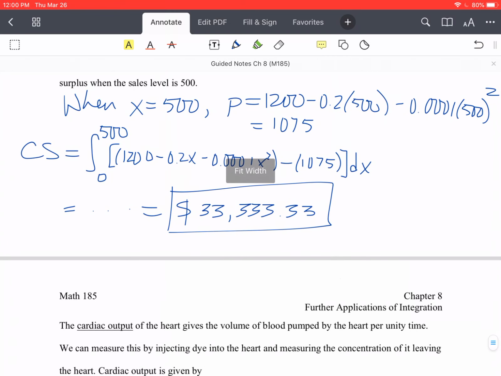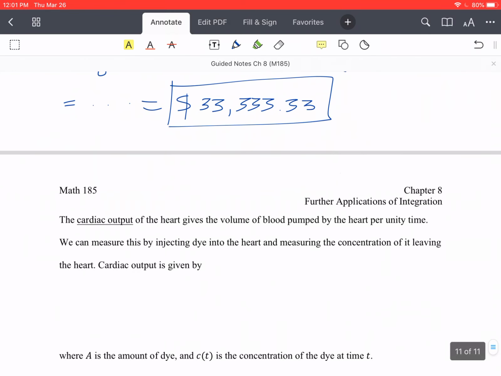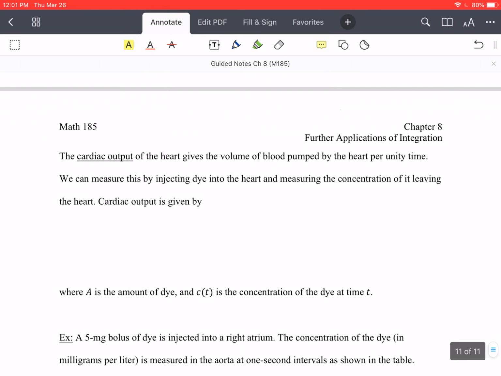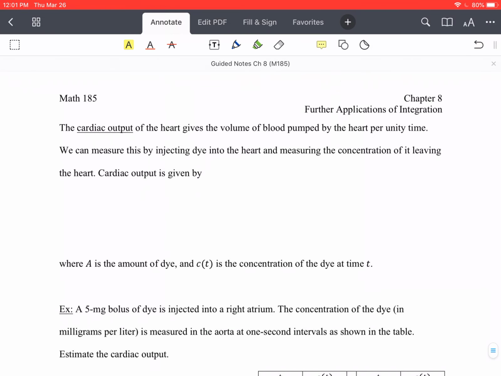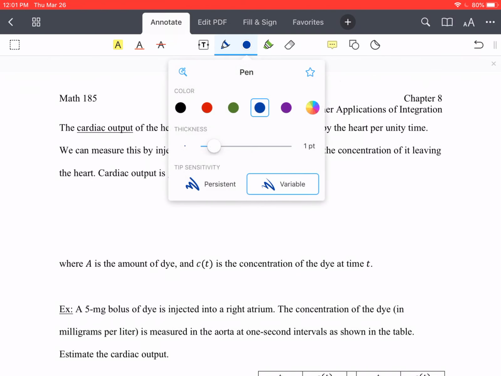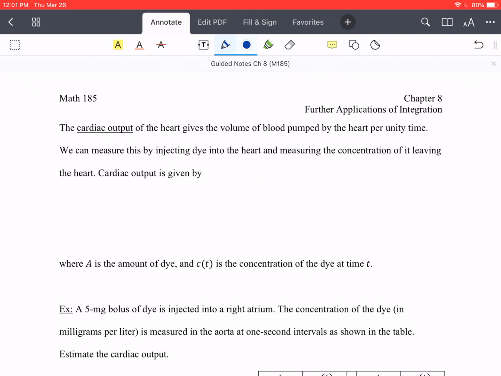So now let's look at the biology side of things here. For this first example, we have the cardiac output of the heart, which gives the volume of blood pumped by the heart per unit time. So we can measure this by injecting dye into the heart and measuring the concentration of it leaving the heart.